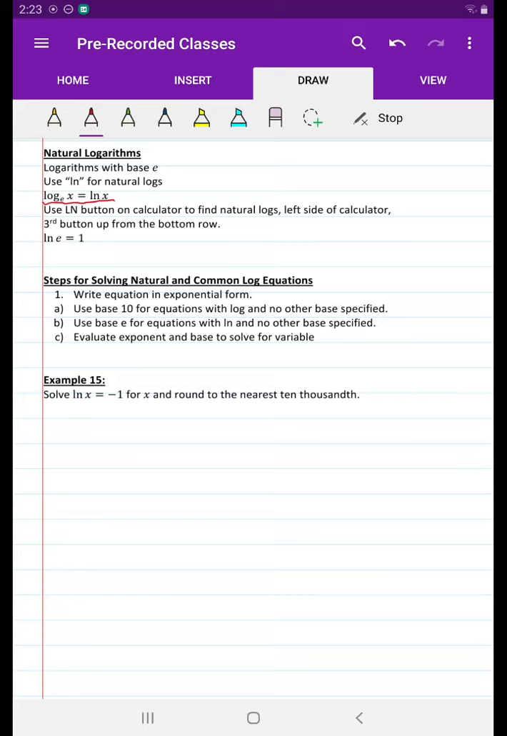Okay, so the ln button on your calculator, it's on the left side again, 3rd button up from the bottom row. And so you can play around with that and plug different things in for log and natural log.